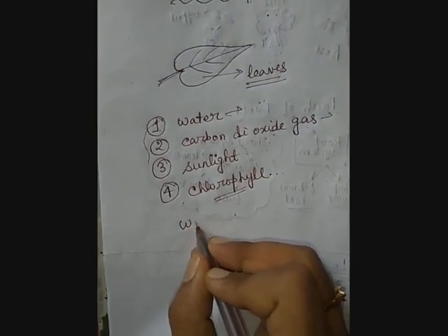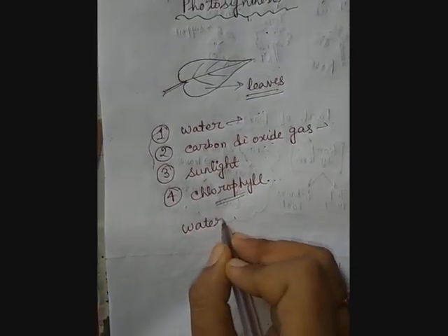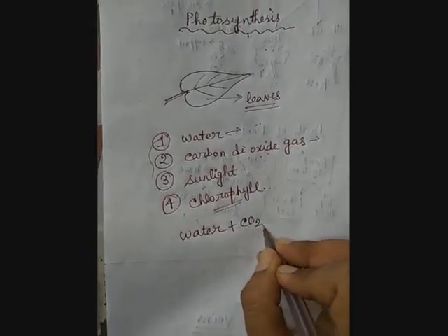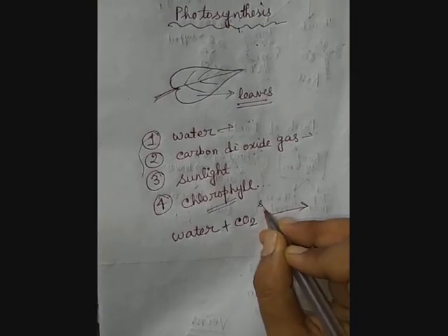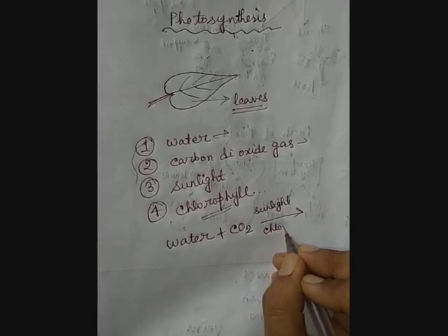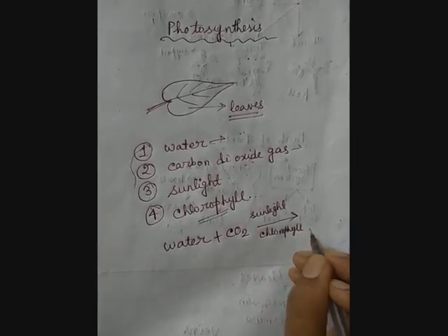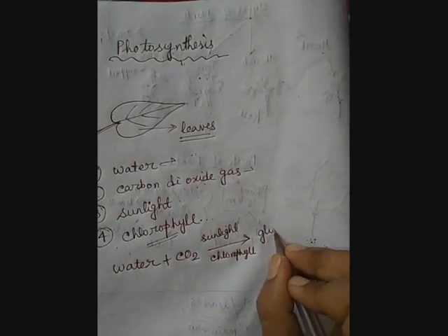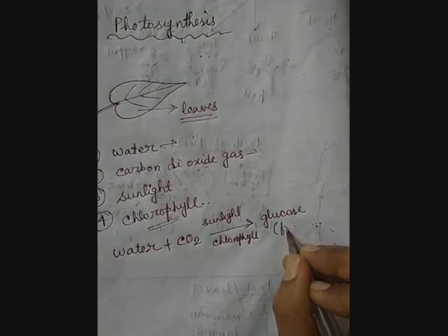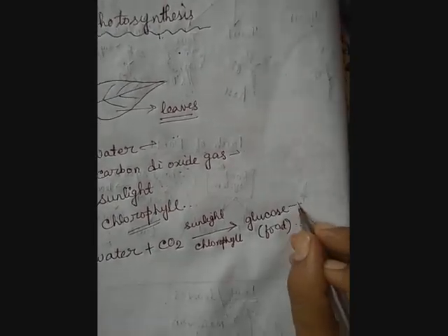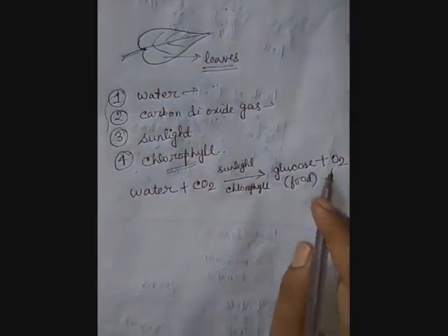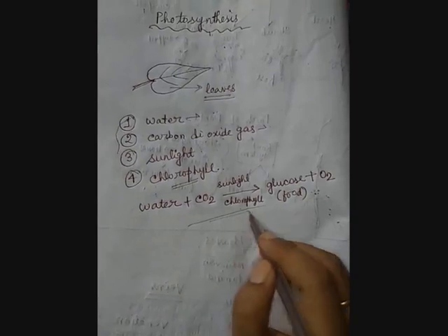So water plus carbon dioxide gas, in the presence of sunlight and chlorophyll, glucose is produced. Glucose means food. Also, oxygen gas is released in this process. So this is the photosynthesis process.